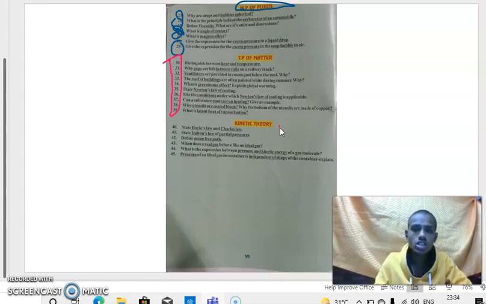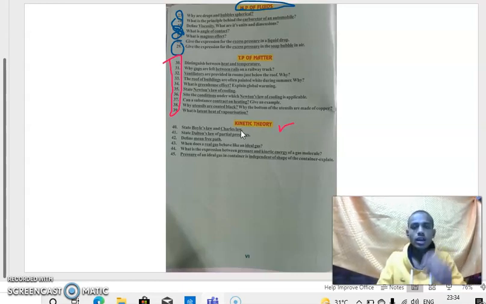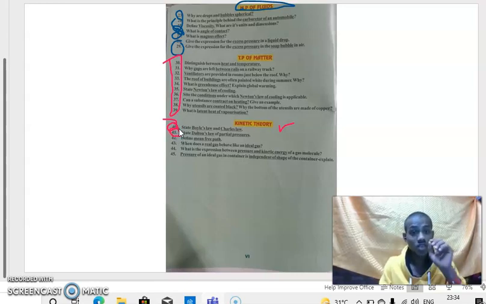And coming to the last chapter, kinetic theory. State Boyle's law and Charles' law. This is repeated in chemistry also, right? Yes. Next, state Dalton's law of partial pressures. Okay, you need to focus, and you need to focus more on define mean free path.